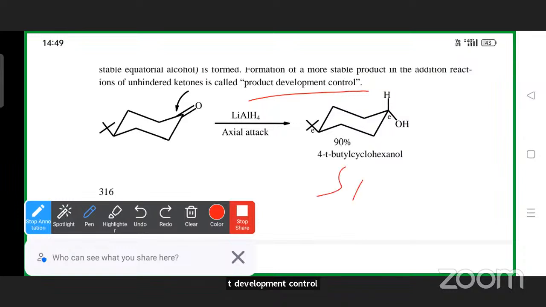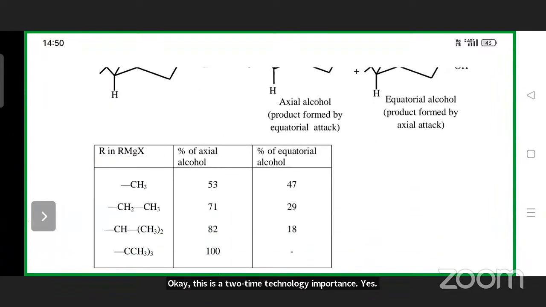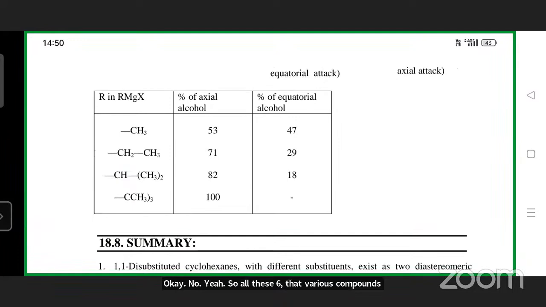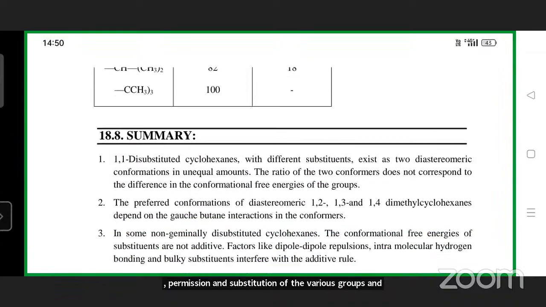In the SAC, we won't consider the stability of the product here. In the PDC, we see the stability of the product. And in the SAC, we see the approach, where the sterically free approach is, so which side facilitates the attack. These are two important terminologies. Now here also the various compounds formed and the substitution of various groups have an impact on the equatorial alcohol itself. So go through this table.